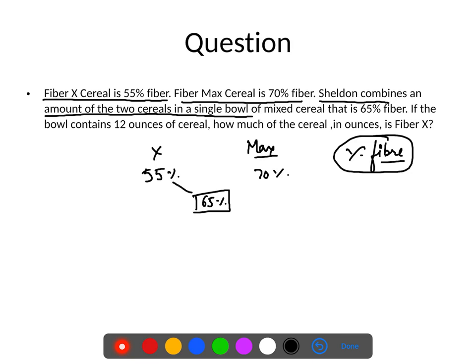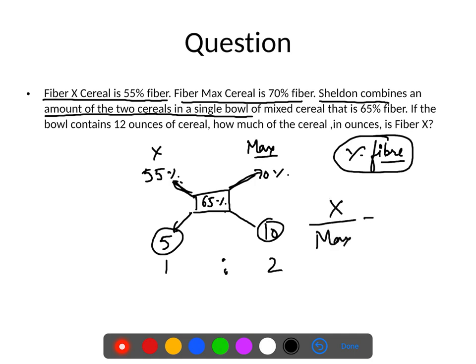So again, take the differences. This difference is 10, 55 and 65. We just need to take the positive differences. 65 is the bigger value, so 65 minus 55 is 10. Then 70 minus 65 is 5. We need to take the positive differences. So 5 is to 10, or 1 is to 2. So the quantity of Fiber X upon the quantity of Fiber Max is in the ratio of 1 is to 2.